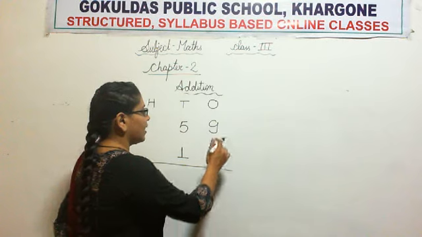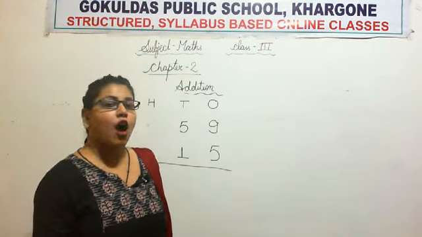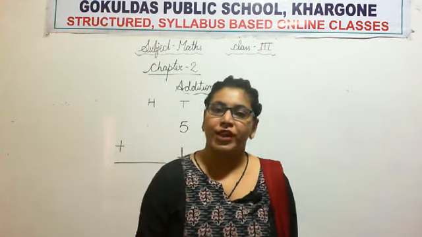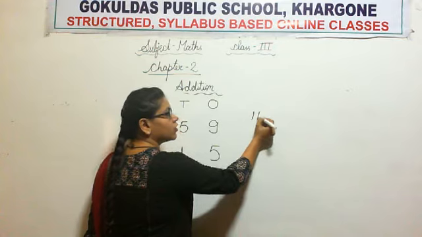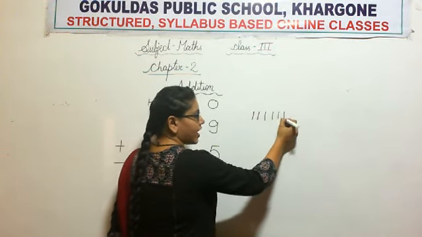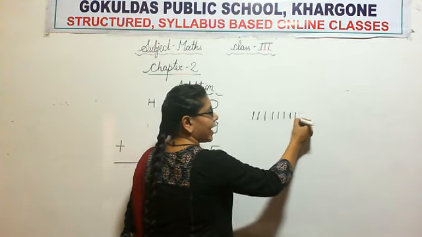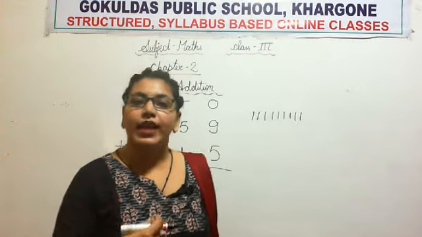So let's start to draw sticks. What is written here? 9. So how many sticks will we draw? We will draw 9 sticks. So let's draw 1, 2, 3, 4, 5, 6, 7, 8 and 9. Now what we are doing here is addition.